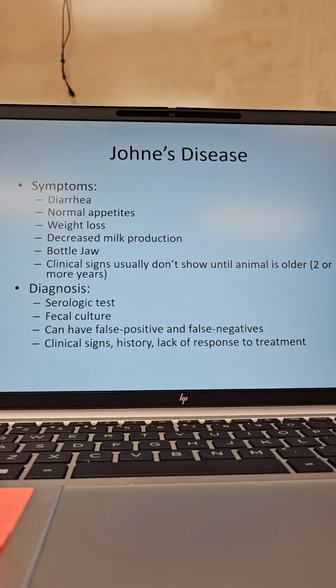Diagnosis: you can do a serological test, so you send some serum in and they test it. Fecal culture: you take some of that diarrhea, you send it in, they culture it, and they find the bacteria. You can have false positives and false negatives if they're not shedding it. Clinical signs: just a history and lack of response to treatment. You have diarrhea, you're treating it for the diarrhea, you're giving antibiotics, and it's not responding.